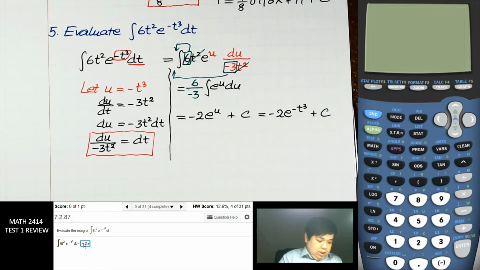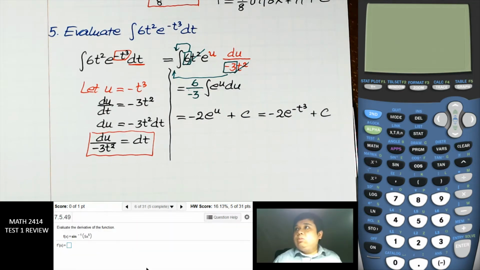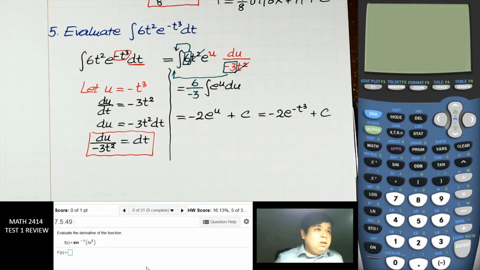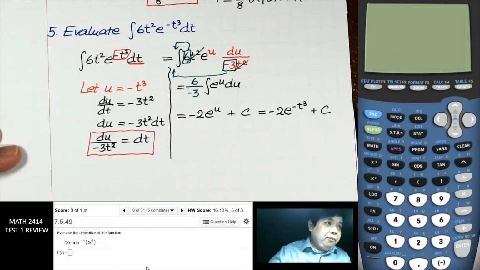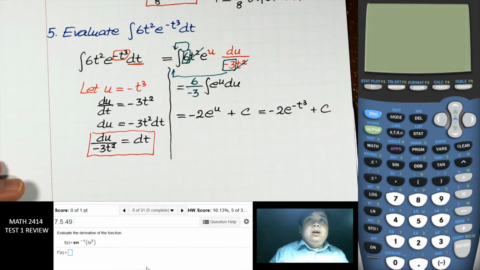Negative 2 e to negative t cube plus c. Right, that's good. Yeah, I think that's better.